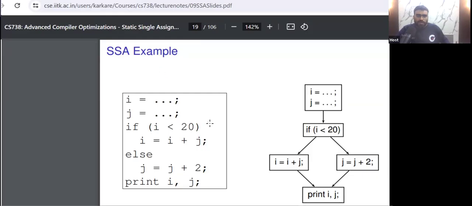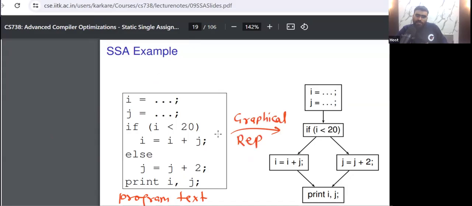Right now tell me, is this in SSA or not? Look at this program text. Is this in SSA? This is your program text. See, this is the graphical representation. Okay, but you tell me, this program text, this is not in SSA, right? Right now it is not in SSA. So convert it into SSA.